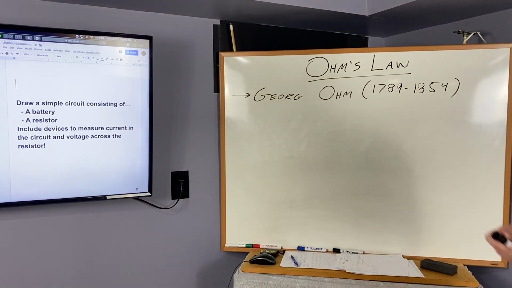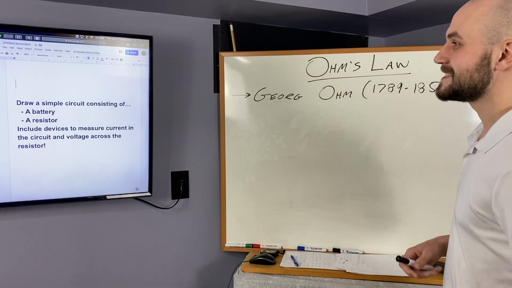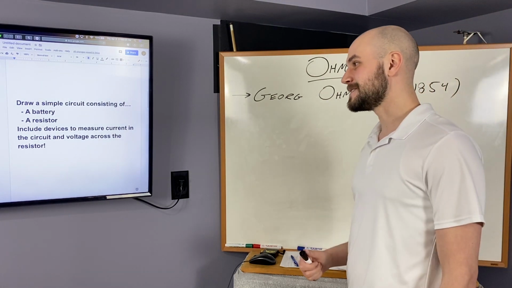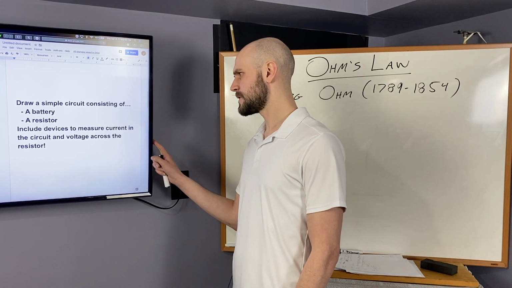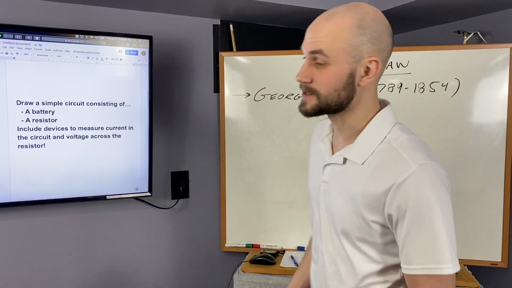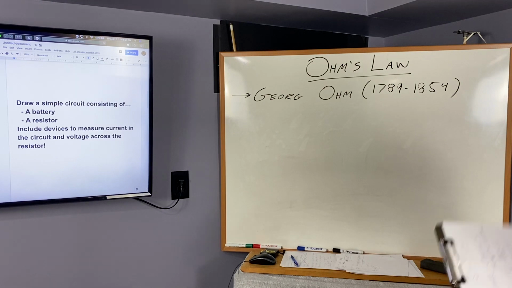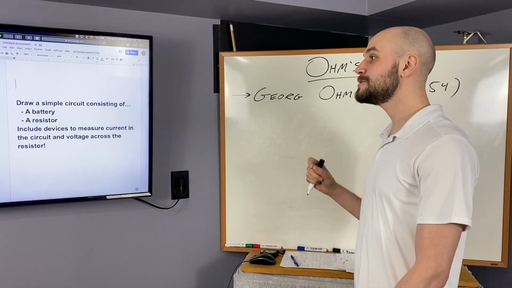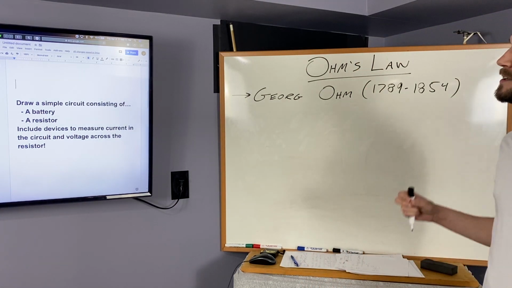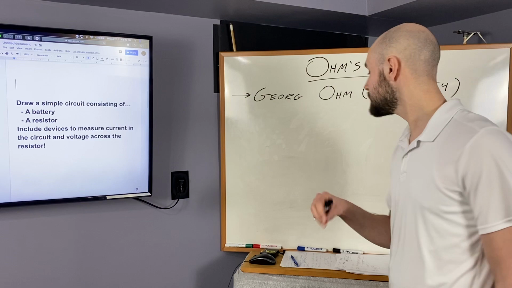All right, so here's what we're going to do. We're going to draw a simple circuit consisting of a battery, a resistor, and we want to include devices to measure the current in the circuit and the voltage across the resistor. All right, so let's draw out our circuit schematic. We talked about schematic circuit diagrams last lesson. We use those diagrams to easily communicate what's going on inside of our circuits.